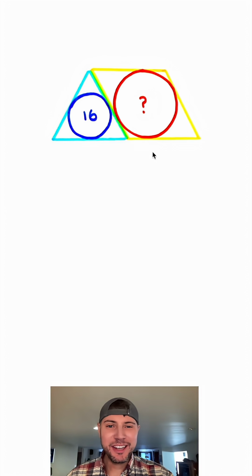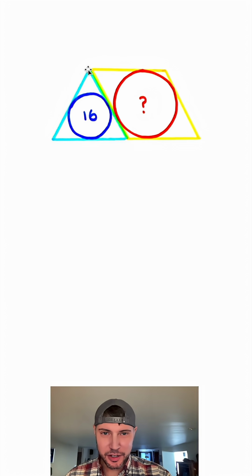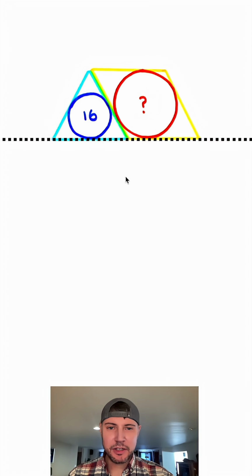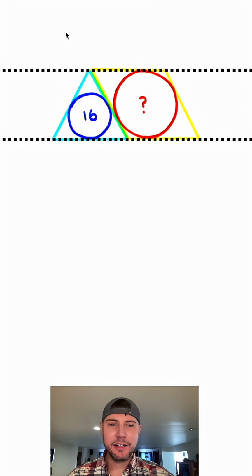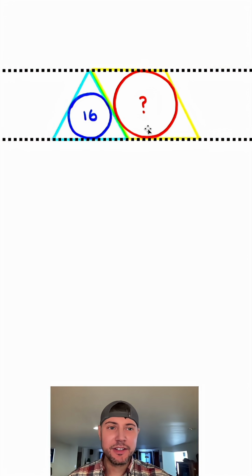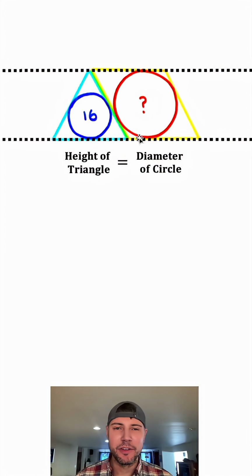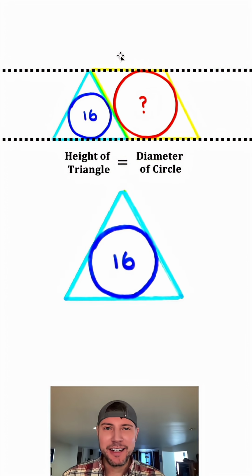So I'm thinking all the rhombus is doing is just showing us that this is the same height as this. So let's mark the base with the dashed line and the top with the dashed line. So these two heights are the same. And more importantly, the height of the triangle is equal to the diameter of the circle. So let's focus on the height of the triangle.